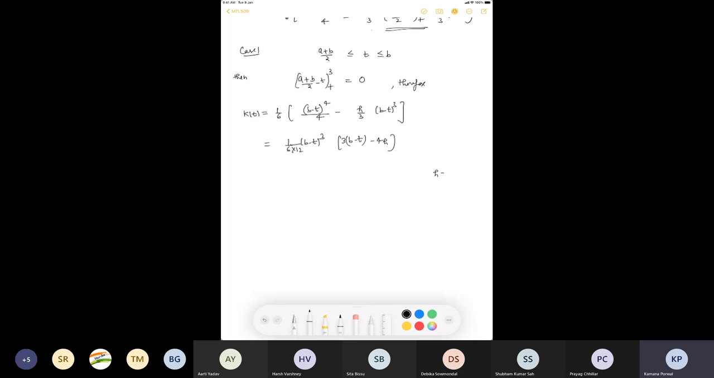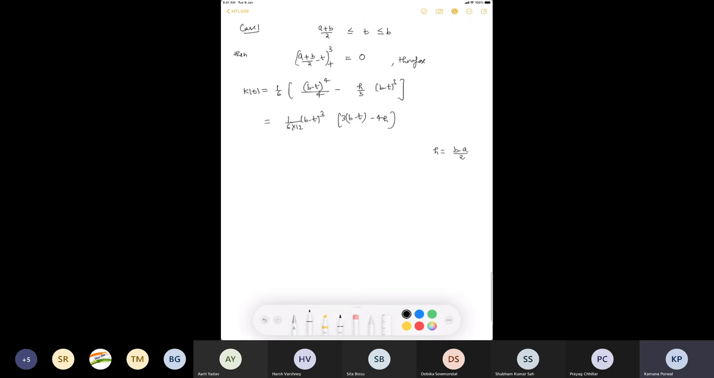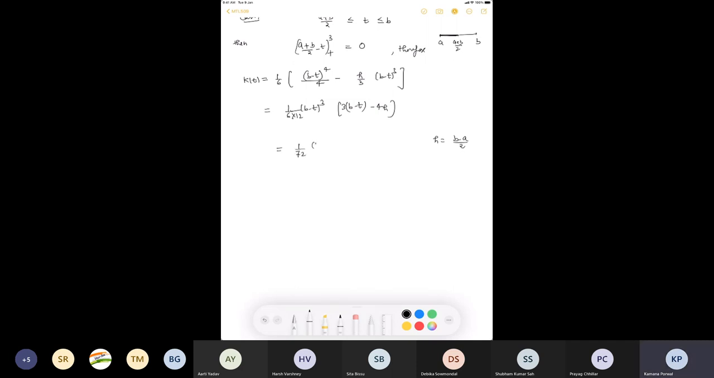Okay, and we know that h is nothing but, so what is h? Can you tell me? B minus a divided by 2, right? Because we are in the case of the simple Simpson rule, so it is nothing but the distance. So you have 3 points, a, b, and (a plus b) by 2. So it's nothing but the length of this subinterval, which is nothing but b minus (a plus b) by 2. Simplify this, we get this as (b minus t) cube, and h is (b minus a) by 2.